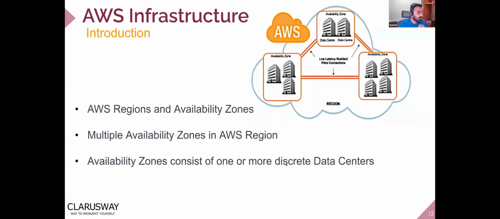Availability zones consist of 1 or more discrete data centers. As I mentioned, for example, one availability zone might have 2 data centers, or 3 data centers. That we don't know; it's totally dependent on the availability zone. All we have visibility into is the region and the availability zones. For example, if US East 1 is a region, the availability zones will be like US East 1A, US East 1B, US East 1C. That's how the availability zones are segregated within the region.